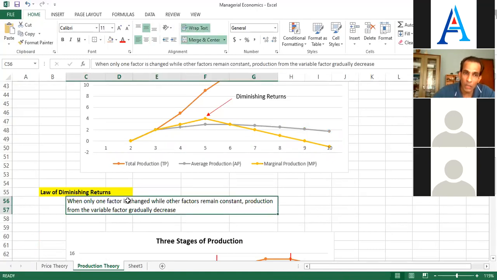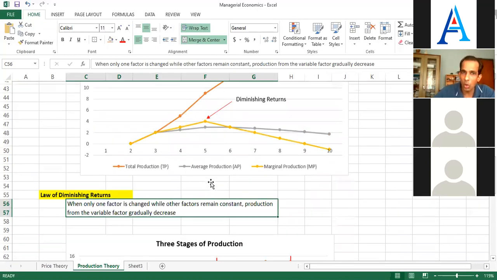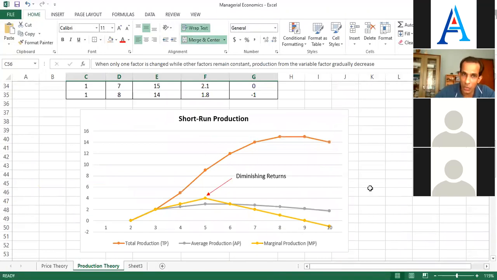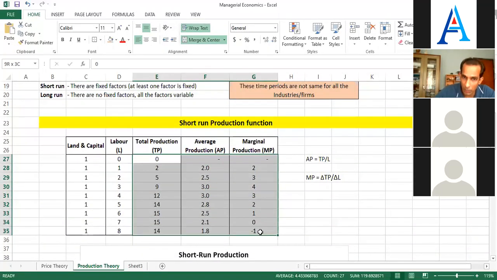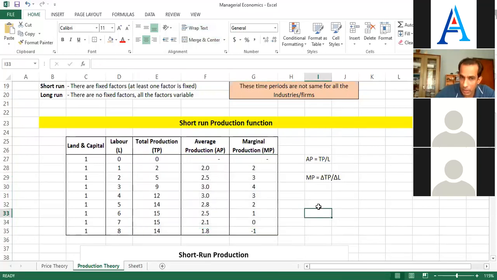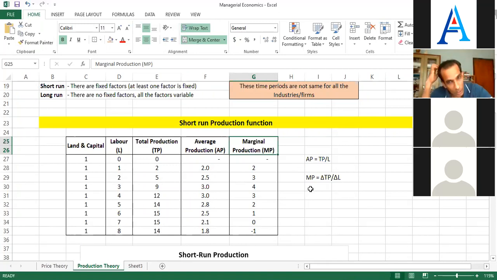That means when only one factor is changed while the other factors remain constant, production from the variable factor gradually decreases. All production functions will start to decrease gradually. Out of the three, which starts to decrease first? It is the marginal production. That's why, as you mentioned earlier, it is sometimes okay to say the law of diminishing marginal returns, because marginal production is the one that starts to decrease first.